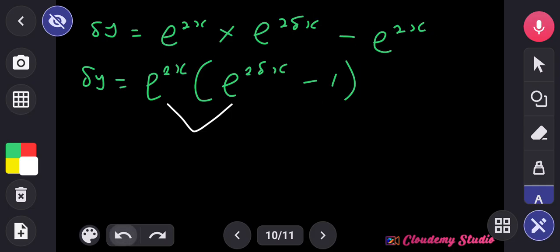Now, we are going to be using something we refer to as power series, or some people call it Taylor's and Maclaurin series. Power series, basically.